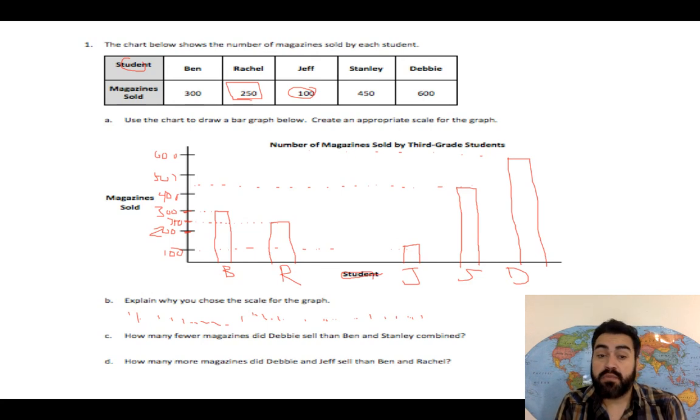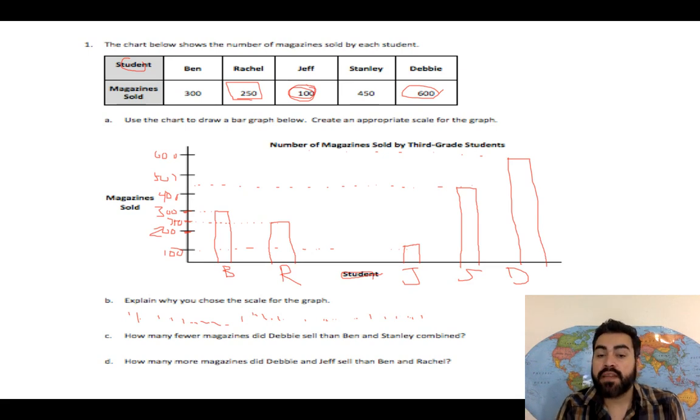Because if I were to be putting it, it was the most efficient scale for me to use. Again, if you skip counted by ones, by a unit of one or a unit of two, 1, 2, 3, 4, 5, 6, 7, I would tell you, nope, that's not appropriate for this data, because the data's really high. It goes up to 600. If Debbie sold maybe 10 magazines, and the lowest was Jeff, who sold 2 magazines, then an appropriate scale would be 1, 2, 3, 4, 5, 6, 7, 8, 9, 10. But for these numbers, an appropriate scale will be something larger.